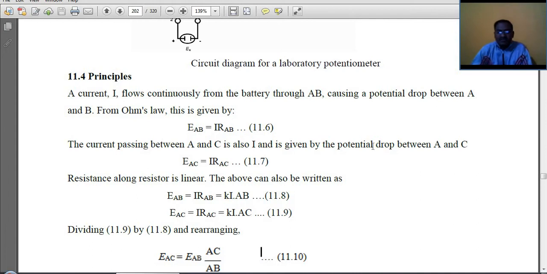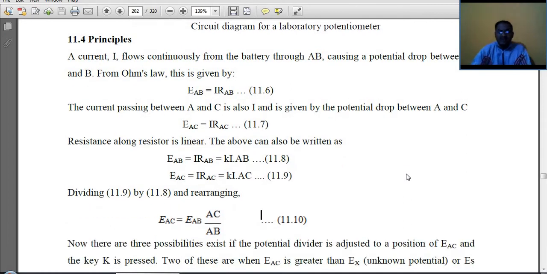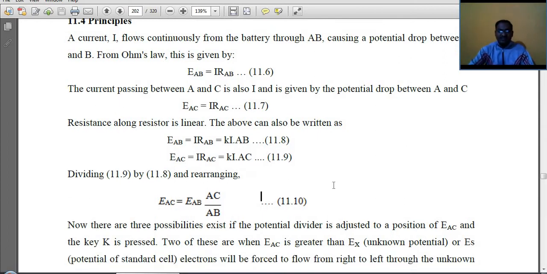What is the basic principle of this? A current I flows continuously from the battery through AB, causing a potential drop between A and B. From Ohm's law, E is equal to IR. The current passing between A and C is given by the potential drop between A and C. Here EAC is equal to I into R. The resistance along the resistor is linear. The above can also be written as this equation.